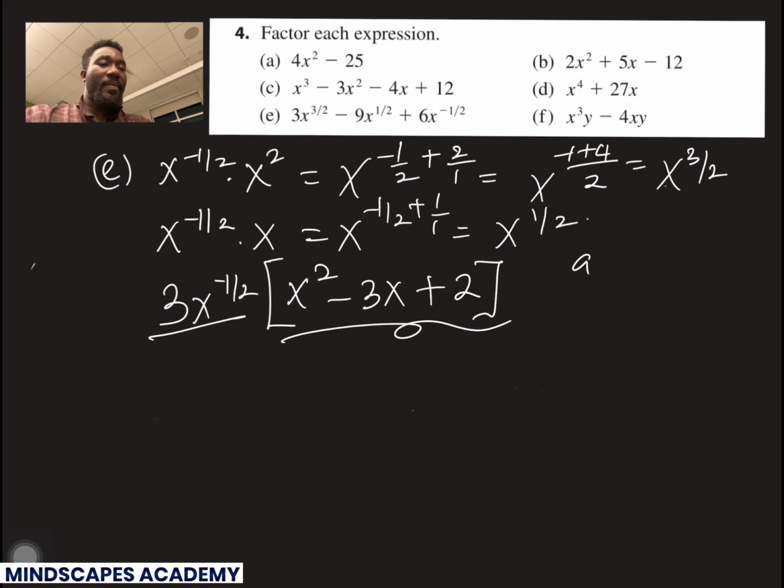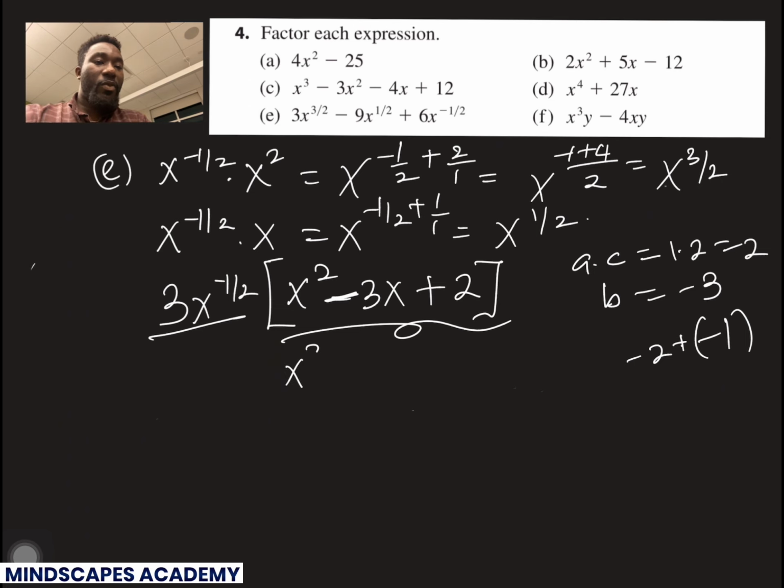What is our AC? AC is 1 times 2, which is 2. What is our B? Our B is negative 3. Remember the sign. Negative 3. So what are the two numbers that you multiply to get positive 2, and when you sum, you get negative 3? Negative 2 and negative 1. Negative 2 times negative 1 is positive 2. Negative 2 plus negative 1 will give you negative 3.